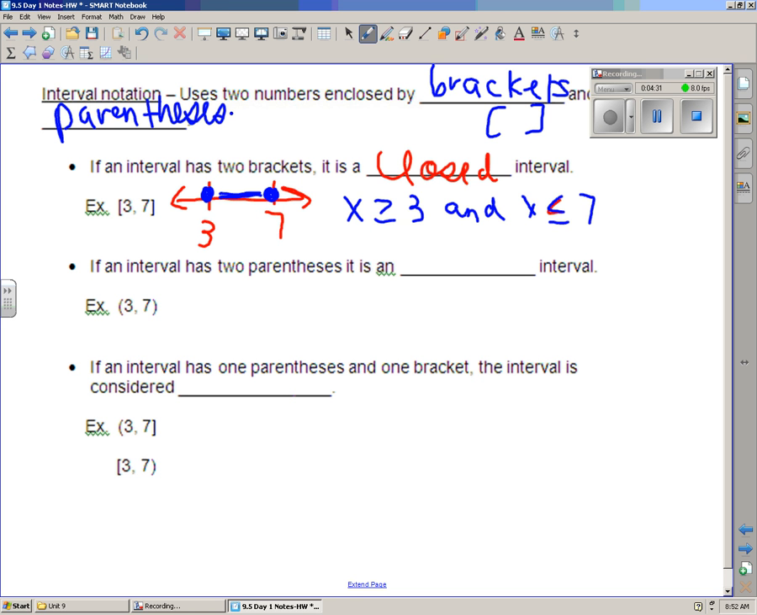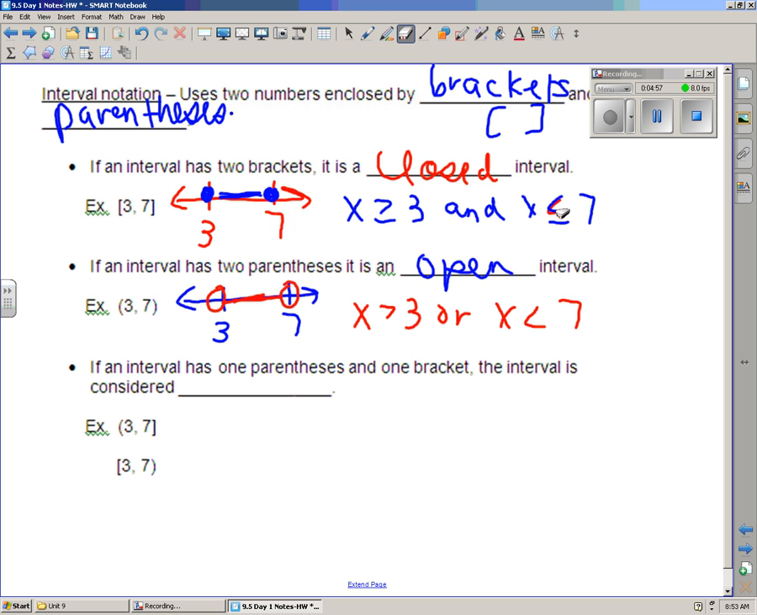That's your closed notation. If you've got 2 parentheses, you're considered to be an open interval. And that should make sense. Again, if we were on a number line and we've got 3 here and 7 here, I would have an open circle on 3, an open circle on 7, and any number in between. Which means x is greater than 3 and x is less than 7. So if it's closed, it means you can include those numbers. If it's open, it means you cannot include those numbers.